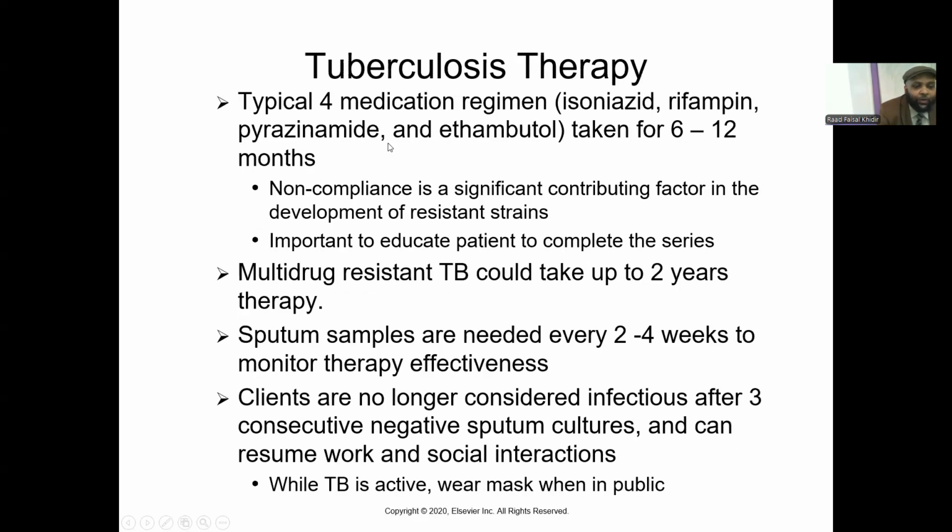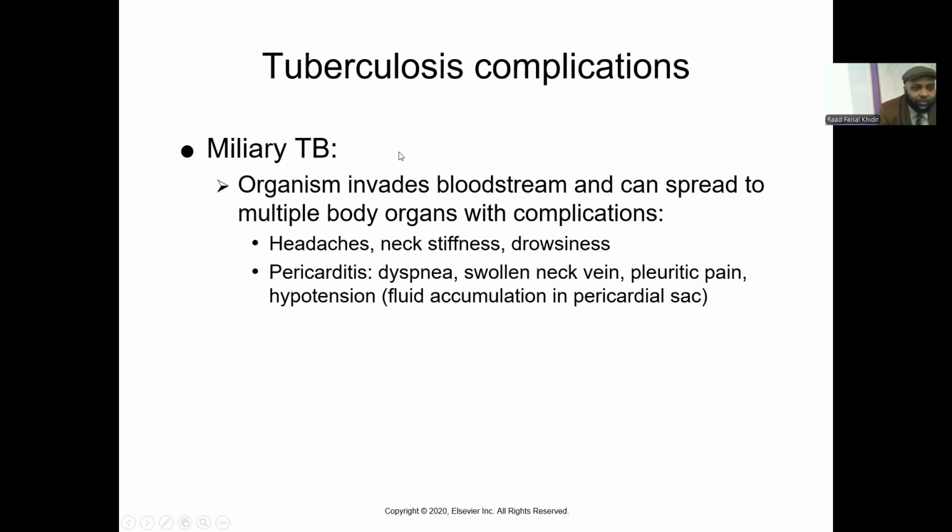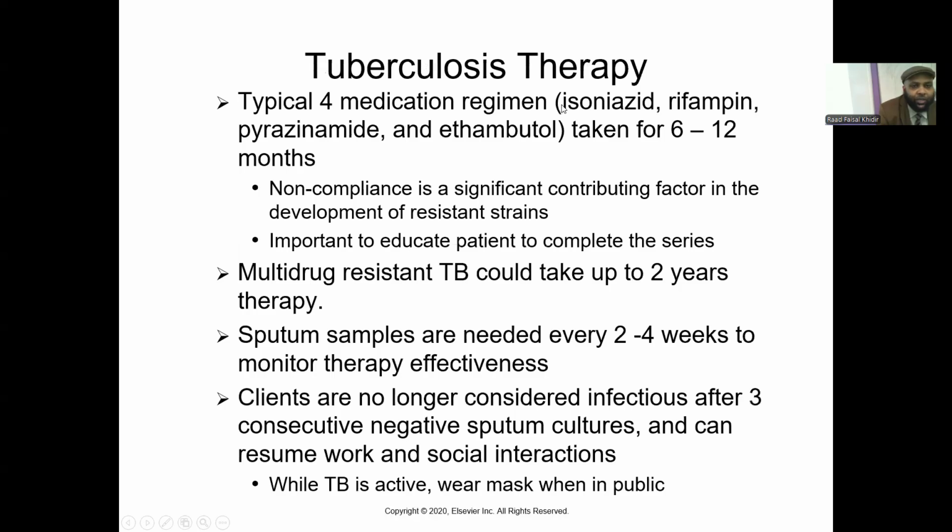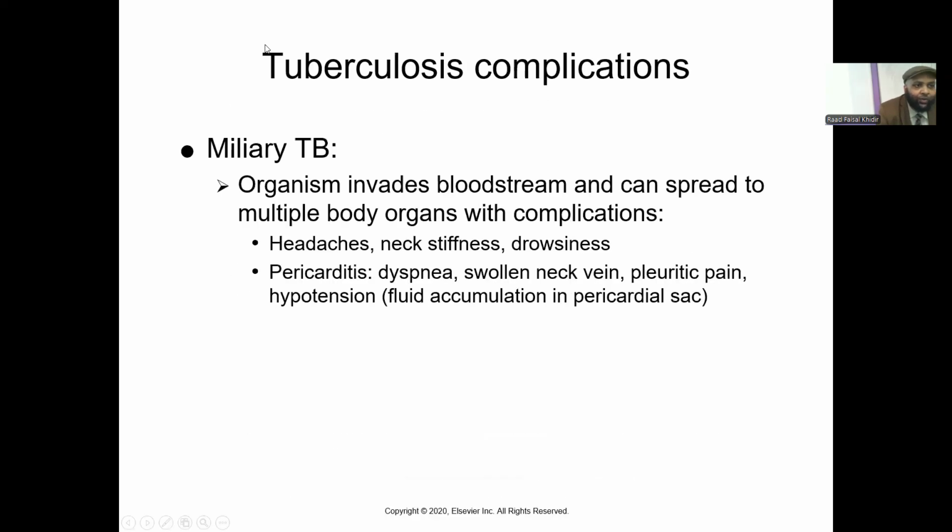Okay. For the therapy, we rely on isoniazid therapy, and here we use isoniazid quad. This is the typical quadruple 4-medication regimen. That is isoniazid, rifampin, pyrazinamide, and ethambutol. That is taken for 6 to 10 months. Multi-drug resistant tuberculosis could take up to 2 years. And we need to know about miliary tuberculosis. That's when the organism invades the bloodstream and can now utilize the blood circulation to spread to multiple body organs with complications.